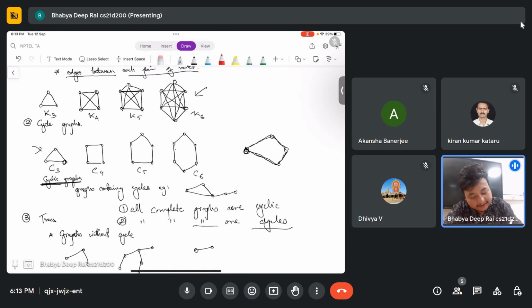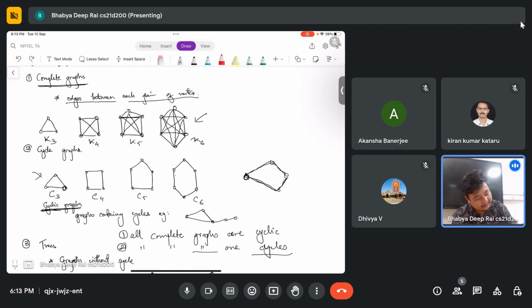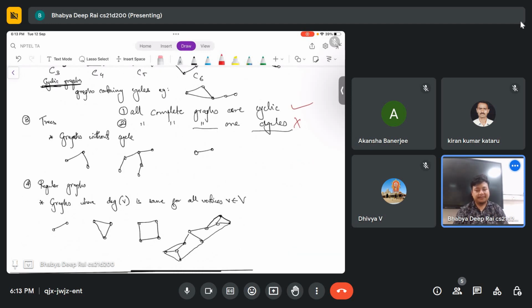Why? If we look at K3, it is a cycle. Good, the statement holds in this case. But K4 itself is not a cycle. K5 itself is not a cycle. It is much more complicated. See, this is not equal to this, right? So these are clear counterexamples to the statement. So the second statement is false, and the first one is true.